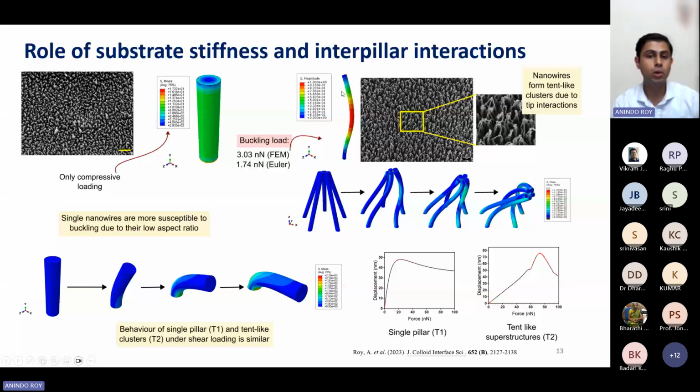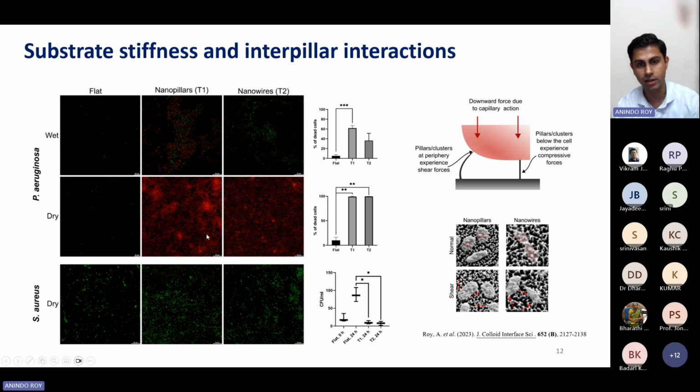However, for the T2 or the nanowire surfaces, if we take individual single pillars and we calculate the buckling load through both FEM and also through Euler's theory for buckling of linear columns, we find that the loads that we calculate are in the range of 1 to 3 nanonewtons, which is actually comparable to the load a single nanopillar would experience under the action of the capillary forces when the air-liquid interface is passing. So therefore, if these structures remained as single pillars, then maybe we would have noticed a lower killing activity in case of the nanowire surface under the dry condition.